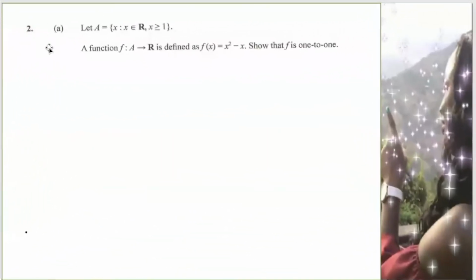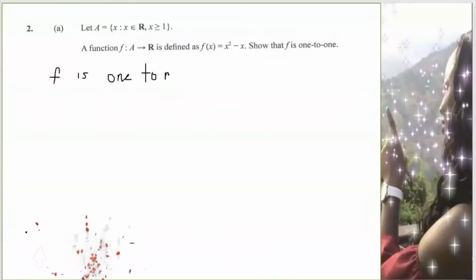Now, here we have a question. Let A equal x such that x is an element of the real numbers where x is greater than or equal to 1. A function f, such that A maps onto R, where R represents the real numbers, is defined as f of x equals x squared minus x. Show that f is a one-to-one function.